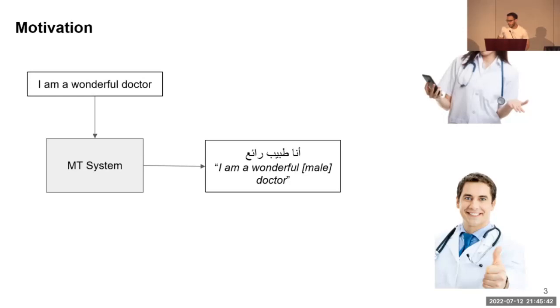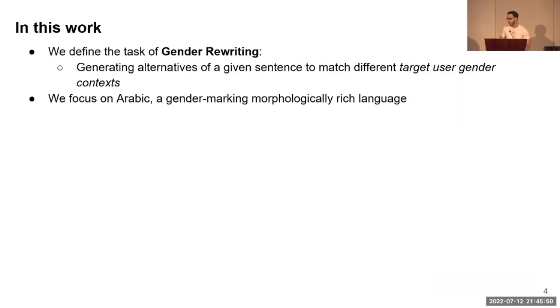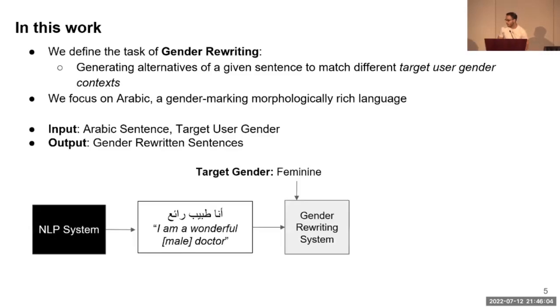Now, this is a common experience the speakers of morphologically rich gender marking languages face when they use user-unaware NLP systems. So how can we fix this? In this work, we define the task of gender rewriting as generating alternatives of a given sentence that match different target user gender contexts. And we focus on Arabic, a gender marking morphologically rich language. We develop a user-centric gender rewriting system that takes as an input an Arabic sentence, which could be the output of any black box NLP system, and a target user gender. And the goal of the system is to rewrite the input sentence to match the given target user gender.